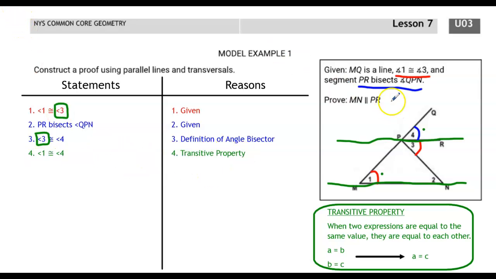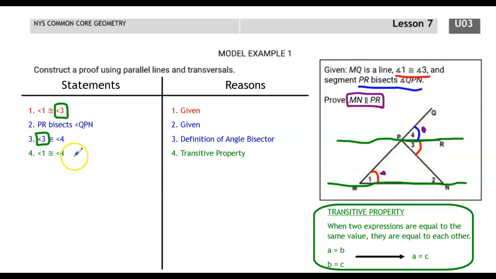Okay, now I'm home free because it asks us to prove that MN and PR are parallel to each other. I know that two parallel lines would have two angles in these two positions that are congruent to each other. Turns out that's what we have. These two angles would be considered corresponding angles if these two lines were parallel, and since they are congruent to each other, these two lines must be parallel.